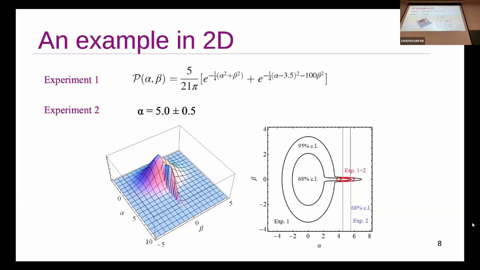And then we have a second experiment which is only able to constrain alpha. This is given by this Gaussian constraint, which I have plotted here. And you can see that the two experiments are perfectly consistent. There is no tension here. The two experiments are compatible at 1 sigma. And this implies that we can use both of them to extract a constraint, and we get this very small contour.